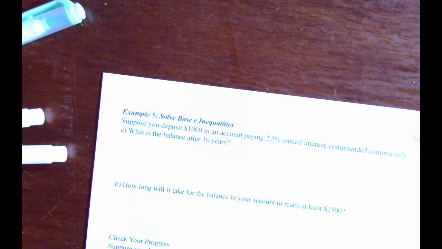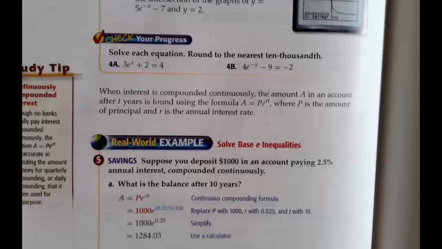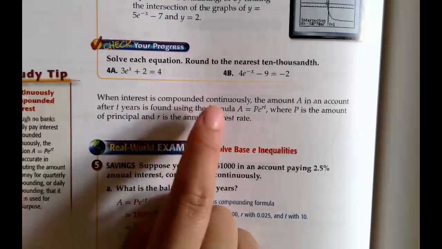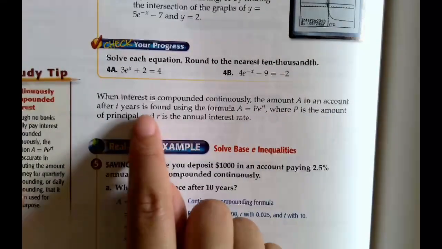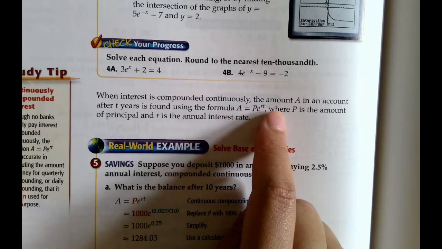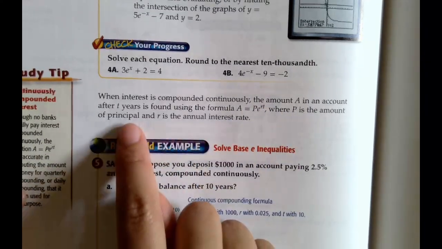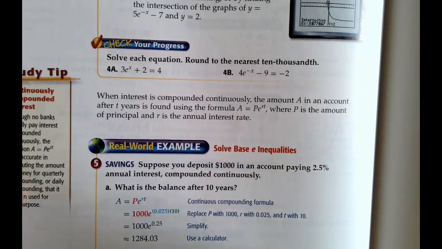Okay, now we're moving on to example 5. So here, what we're going to be doing is using the compounded continuously formula, and that is here in the book. So when interest is compounded continuously, the amount A in an account after t years is found using the formula A equals P times e to the RT power. P is the amount of principal, or what you're starting with, and R is the annual interest rate expressed as a decimal.